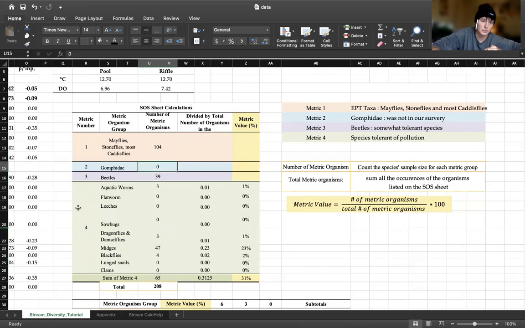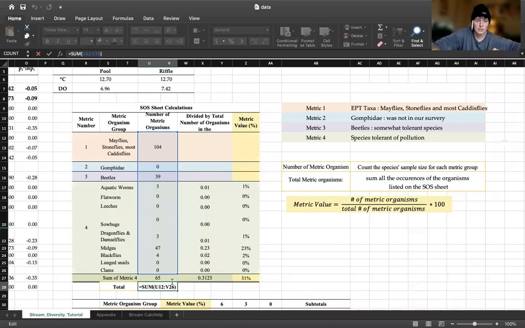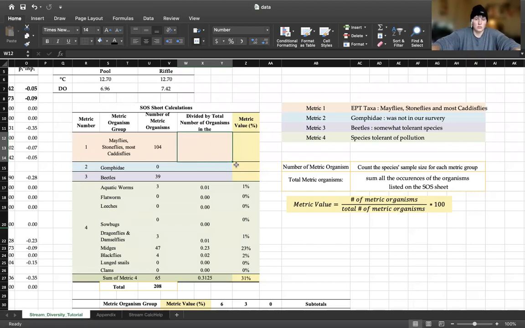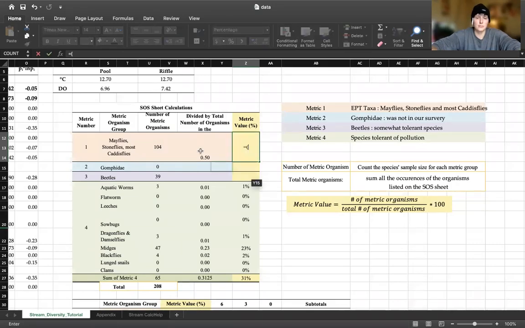So for each of the metric groups, and it's all of these species right here, you want the total of this column, all of these, so you can calculate your metric value. So for this column, for metric 1, the metric value is going to be 104 divided by 208, which is the total of the column. And that's going to give you 0.5. And the only difference is you just want to multiply it by 100 for this column.